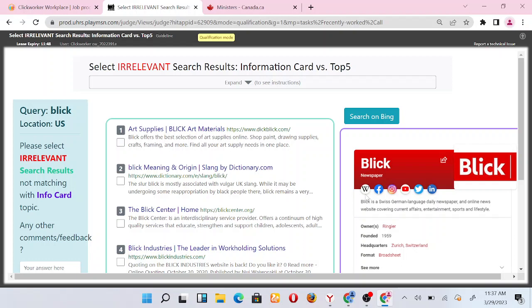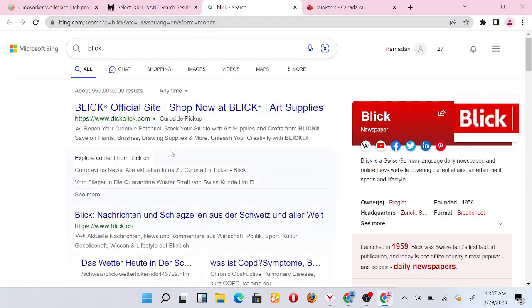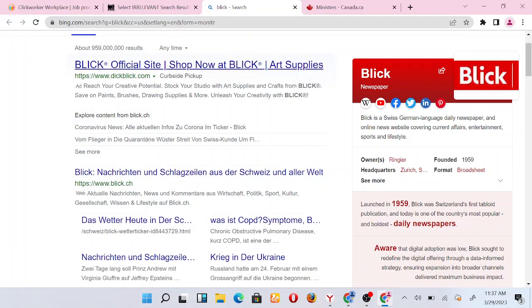Yeah, so this one is Blick newspaper. Blick newspaper. So, art supply, Blick art material. Let's see if there's a site here. Blick is a Swiss German newspaper, a German language daily newspaper. Official Dick Blick.